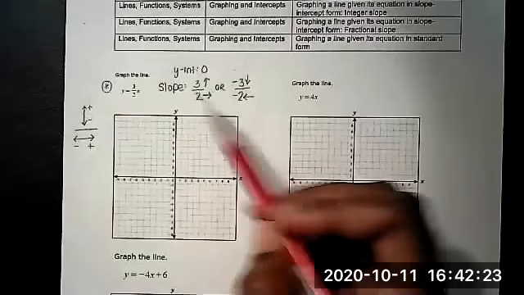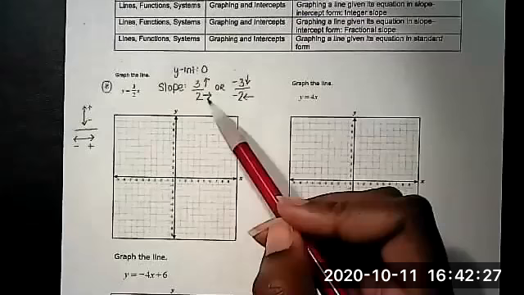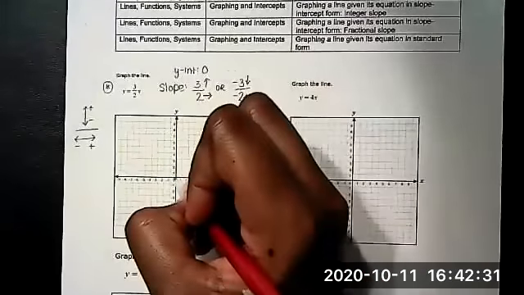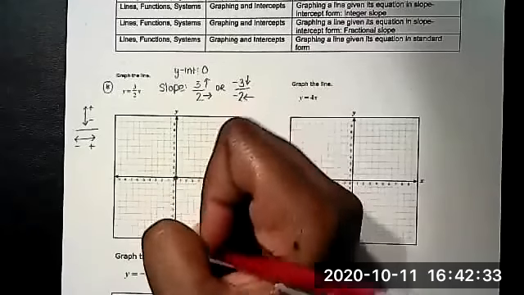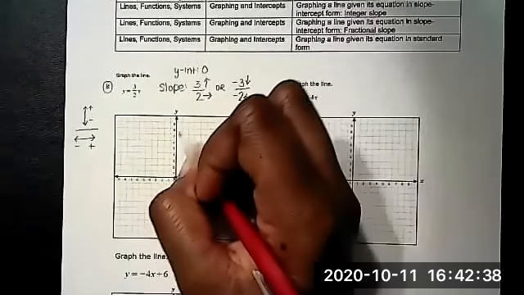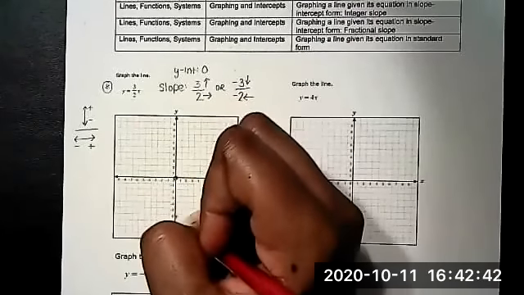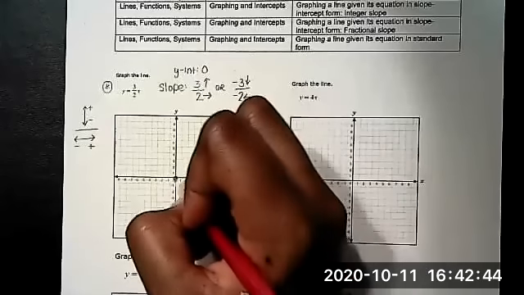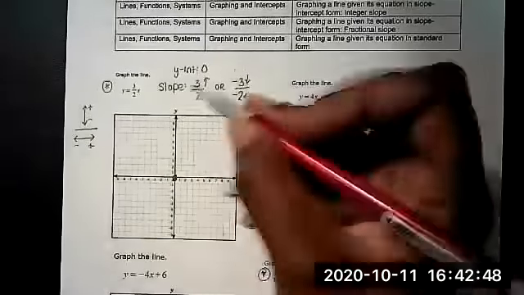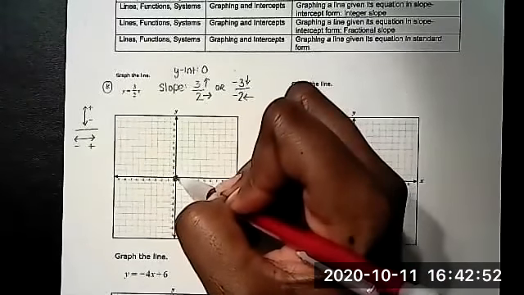So if you had to plot a couple of points on your graph, this is how you do it. So you start with your y-intercept, which is 0. So at 0, and remember your y-intercept is always on this y line. So if your y-intercept was 7, you'd count up 7 and put it on this line. If your y-intercept was negative 5, you go down 5 and put a dot on this line. Our y-intercept is 0, so I'm going to put the dot on 0 on the line.